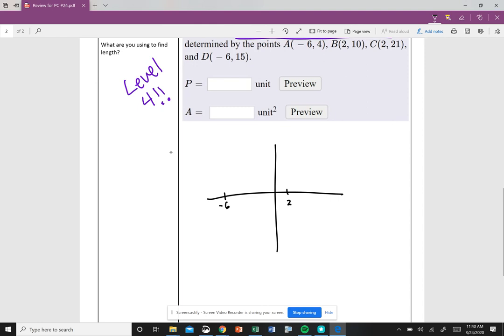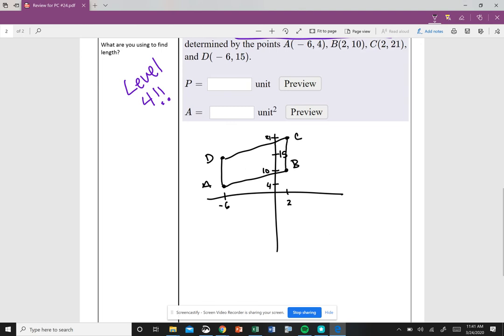So I'm going to move 4. So it's about there. There's negative 6, 4. Then we're going to do 10 there. So 2, 10. Perfect. Okay, this is B. This is A. And then C is over 2, up 21. We're going to call this 21. And then D is negative 6, up 15. So 15 will be about there. So then those are in a vertical line. Those are on sloped lines, and that's on a vertical line.